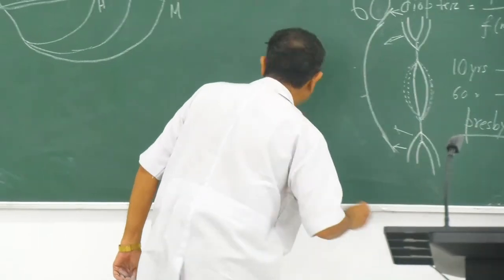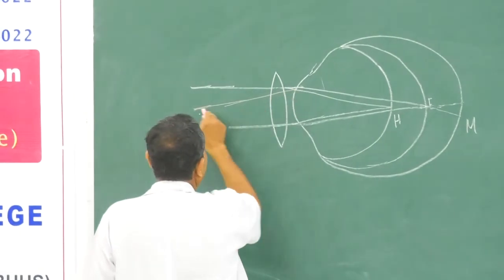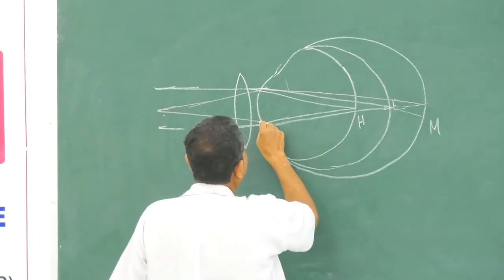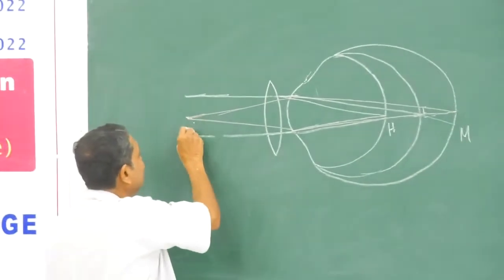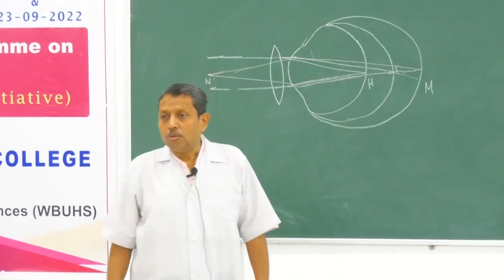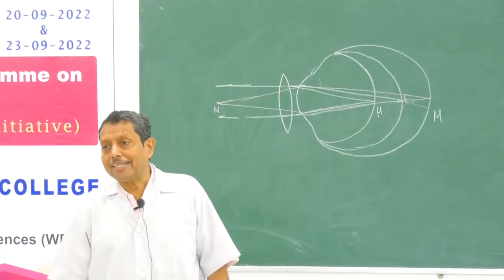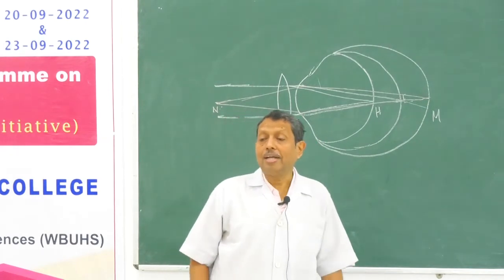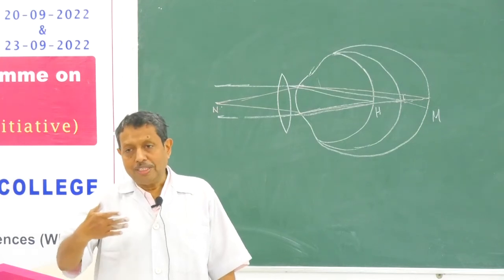Because if it is a nearby object, the rays from a nearby object, being of diverging nature, can be focused at this point. From a near object, you can see even without any need of accommodation, because they are diverging and they are pointing in this way. So near objects you can see, not extremely close, but near objects you can see.